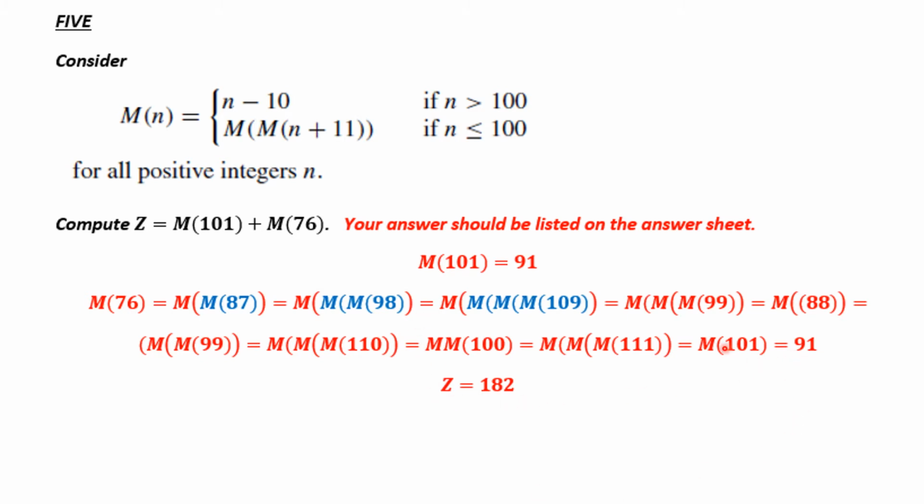And so M of 101 was 91, and M of 76 is also 91, and so the sum is 91 and 91, or 182. You get 91 for M of n when n is less than or equal to 101. Above it, it just grows by 1 each time. So that's what we get.